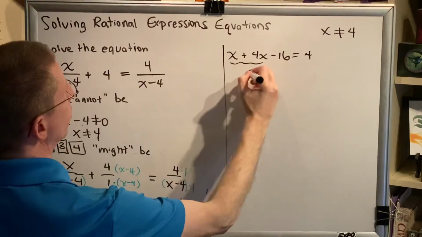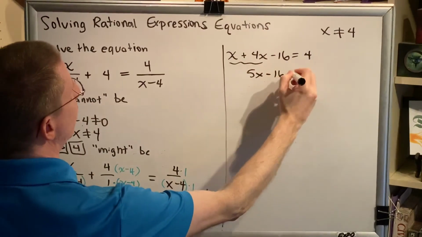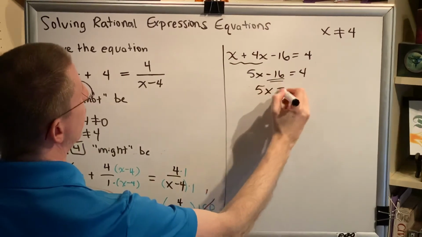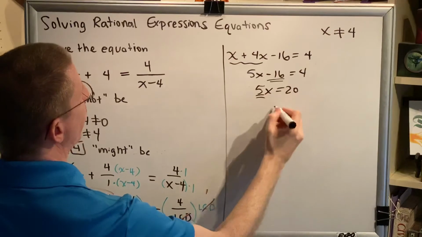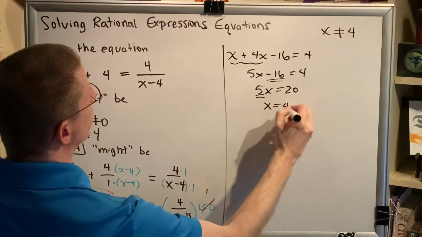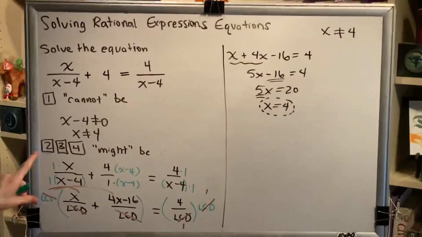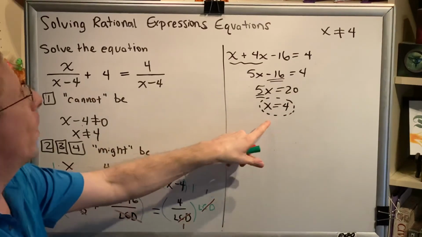Combine like terms, 5x minus 16 equals 4. Add 16 to both sides, 5x equals 20. Divide by 5 on both sides. X might equal 4. Remember, in steps 2, 3, and 4, we're finding what the answer might be.